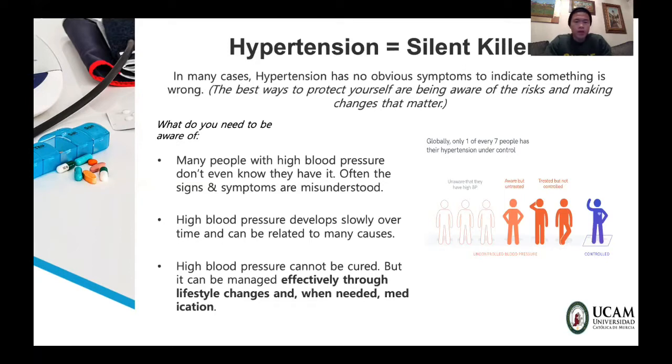Many people with high blood pressure don't know that they have it. Often the signs or symptoms of hypertension are misunderstood. Second, high blood pressure develops slowly over time and can be related to many causes. As we know, hypertension is one of the chronic diseases that really affects mortality in this world. And third, high blood pressure cannot be cured. But don't worry, high blood pressure or hypertension can be managed effectively through lifestyle changes and, when needed, medications.